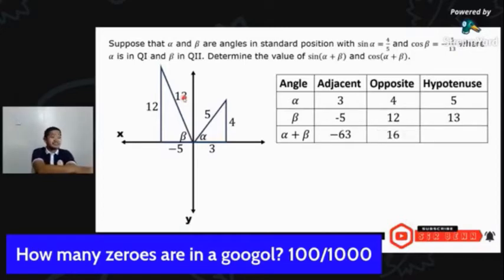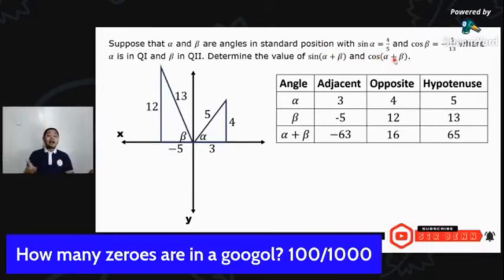So that is 16. For the hypotenuse of alpha plus beta, what you're going to do here is just multiply the hypotenuse of alpha and beta. So 5 times 13, and that will be correct, 65. Now, looking at the table right now, we already completed the adjacent side, the opposite side, and the hypotenuse of alpha plus beta. So how are we going to identify sine alpha plus beta and cosine alpha plus beta?